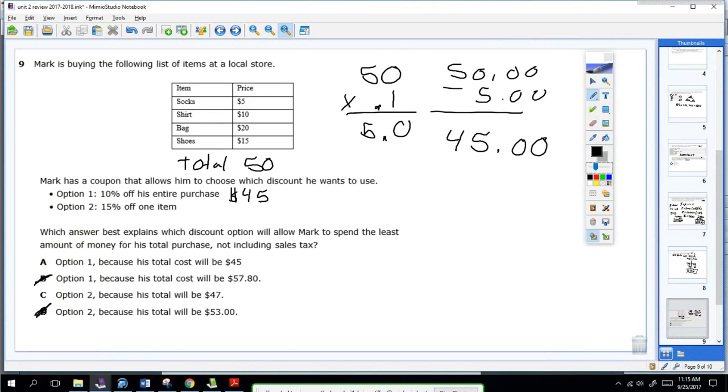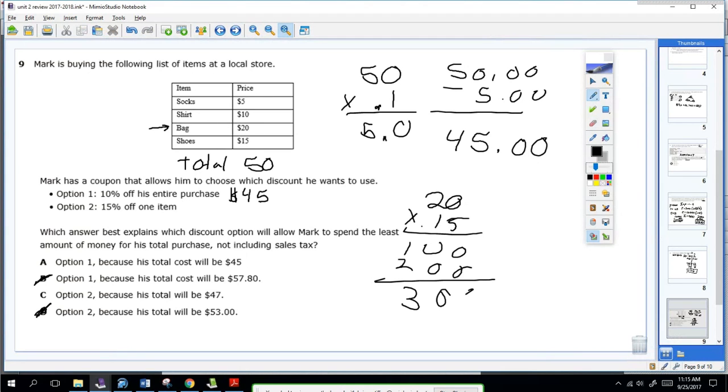Okay, option 2 says take 15% off one item. The item you want to take the percentage off is the bag because the bag is the most expensive. So I'm going to take my $20 and multiply by 0.15. Move my decimal twice. I get to save $3. So I'm going to make that 20 into 17, meaning my new total will be 47. So which option is better? Option 1, of course, because I save $5 on option 1. So A, $45.